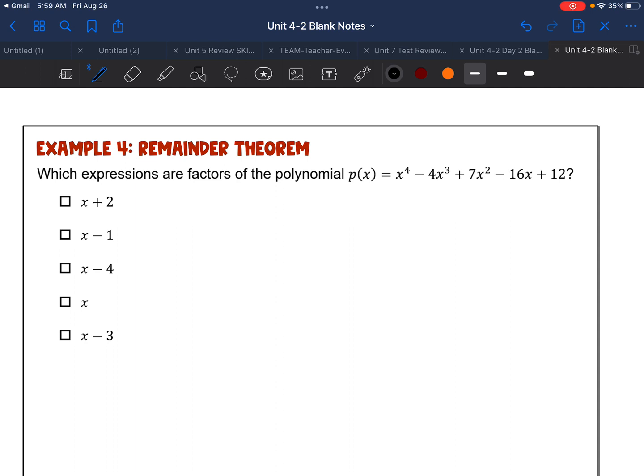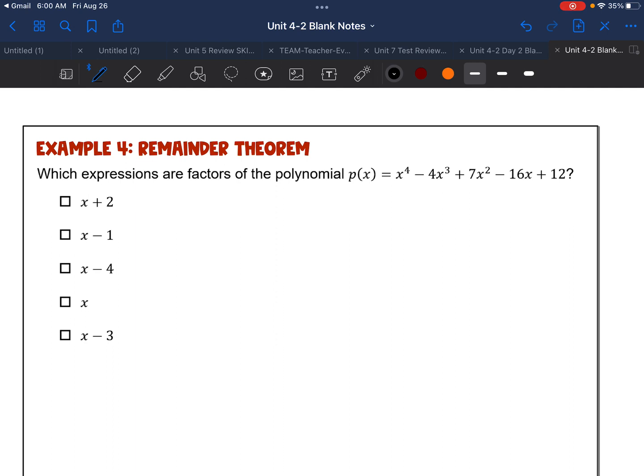But let's read example 4. It says, which expressions are factors of the polynomial p of x equals x to the 4th minus 4x cubed plus 7x squared minus 16x plus 12, okay? And we've got 5 different expressions, okay?